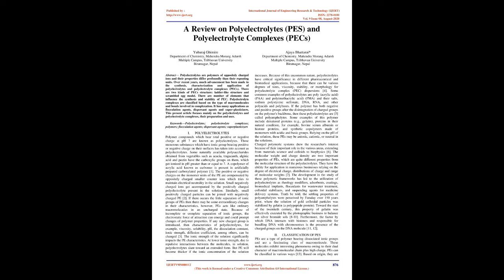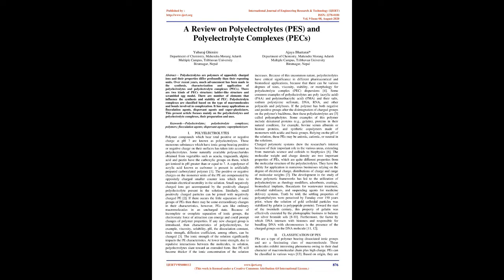4. Some common examples of polyelectrolytes are polyacrylic acid, PAA, and polymethacrylic acid, PMA, and their salts, sodium polystyrene sulfonate, DNA, RNA, and other polyacids and polybases. If the polymer has both negative and positive groups after the disintegration of charged groups on the polymer's backbone, then these polyelectrolytes are 5 called polyampholytes.